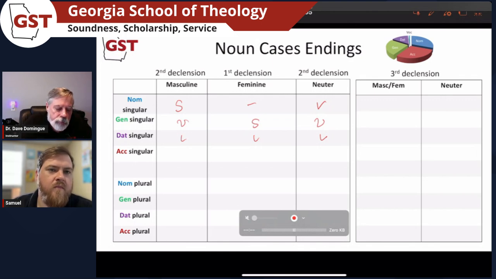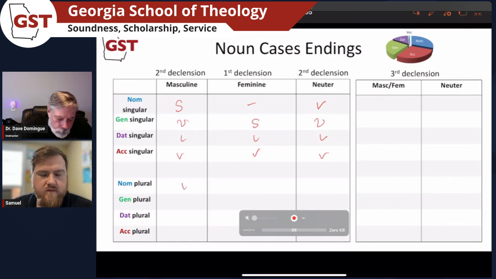So iota, iota, iota. What about the accusative? And then nu. This is not complex. It's a pretty basic pattern, right? You see the pattern. What about the plural in the nominative? Iota, alpha. Okay. And what about the genitive plural?